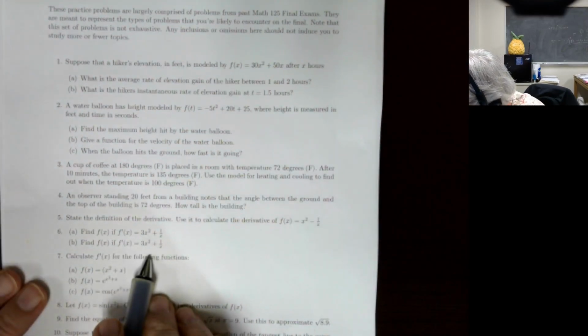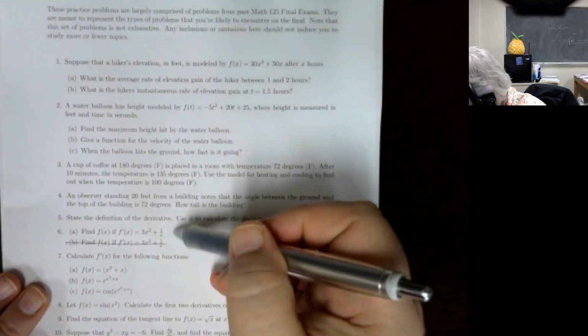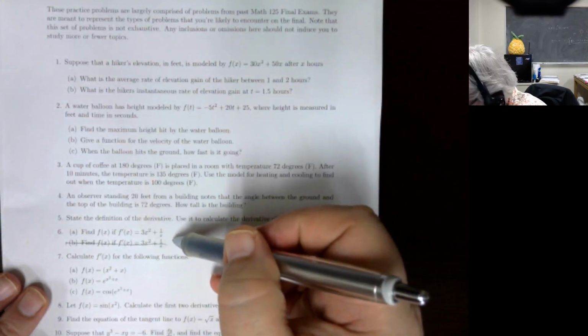Number 6 is actually doubled up. Sorry, I didn't catch that. So these are basically just asking for antiderivatives, right? So if the derivative is 3x squared plus 1 over x, what was the original function? I think we see that that would be x cubed plus the natural log of x. Okay, so we won't write that down. For 7a, the derivative of x squared plus x, of course, is just 2x plus 1. For b, oh, maybe we should start writing those down.